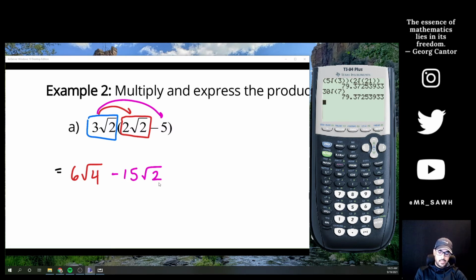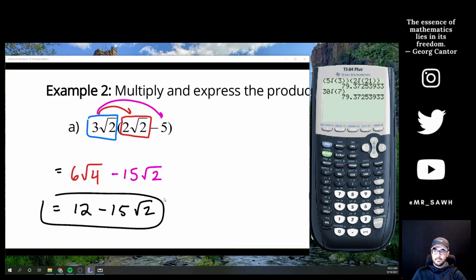But now I can try to simplify. Square root of 4 is 2, so 6 times 2 will give you 12. And I've got a minus 15 root 2. I can't put that together and make it any simpler, so there it is. Okay, I can't do my root 2 any further.